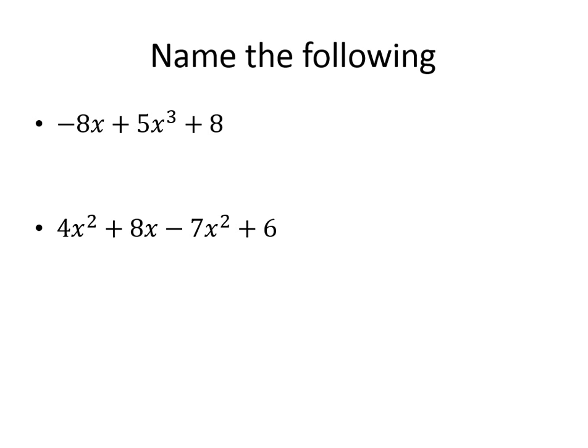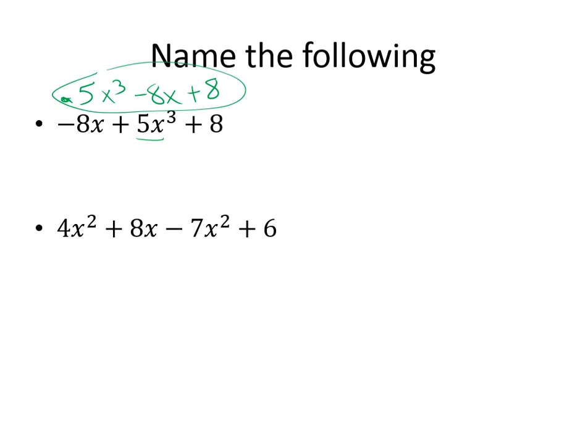So if we want to name the following ones both by the number of terms and the degree, what we'd want to do here is simplify and put the leading term first. The leading term in this one would be this 5x cubed. So we'll move it around, so we've got 5x cubed, then minus 8x plus 8. This right here is the standard form.